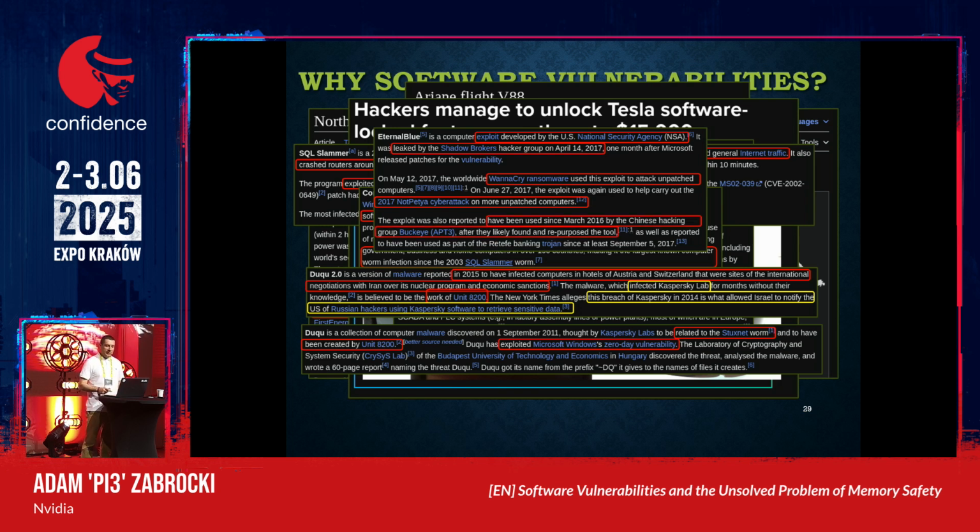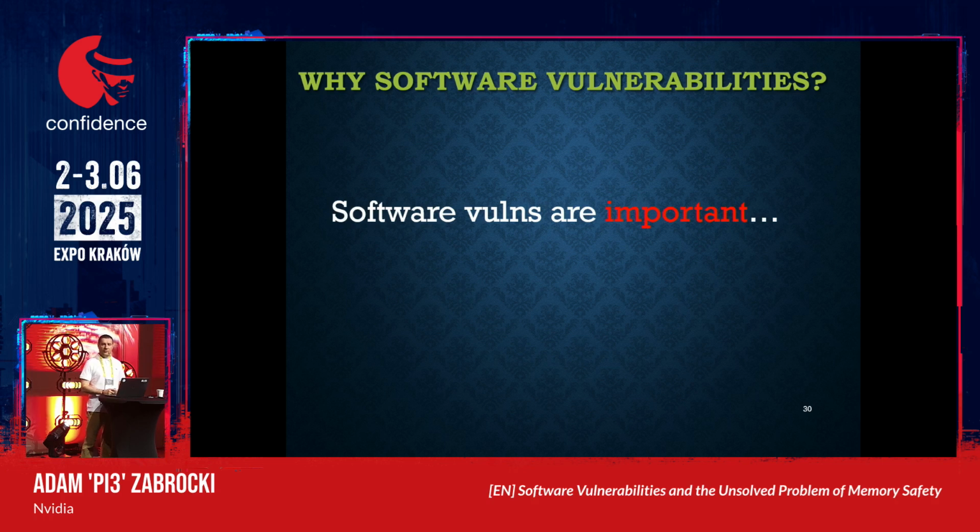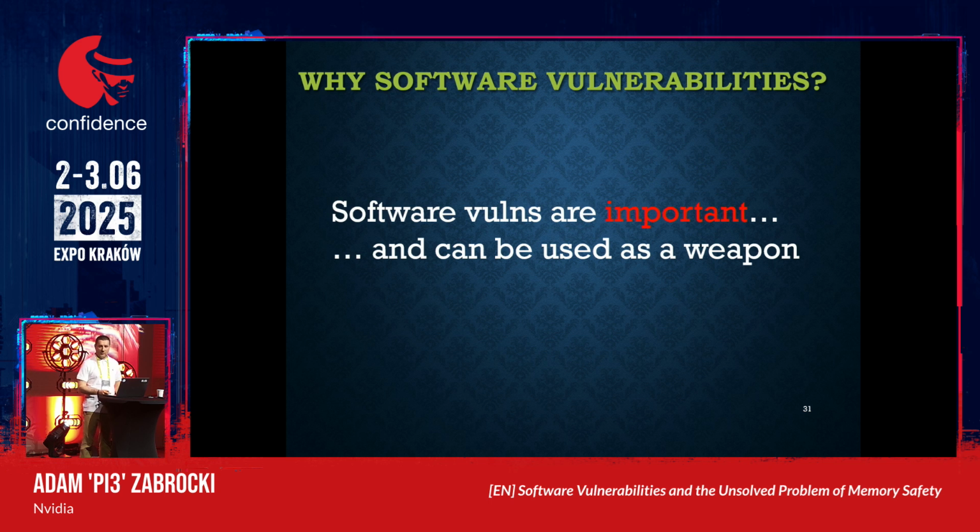And what is interesting is that a year before, in 2016, there is proof that a Chinese hacking group also had access to the same tool, but the official leak of the tool was in 2017. So the question is how they had access to the tool. I don't know, but we can guess. So yes, software vulnerabilities are important, as we know, and moreover, they can be used as a weapon today, which nobody expected in the past.